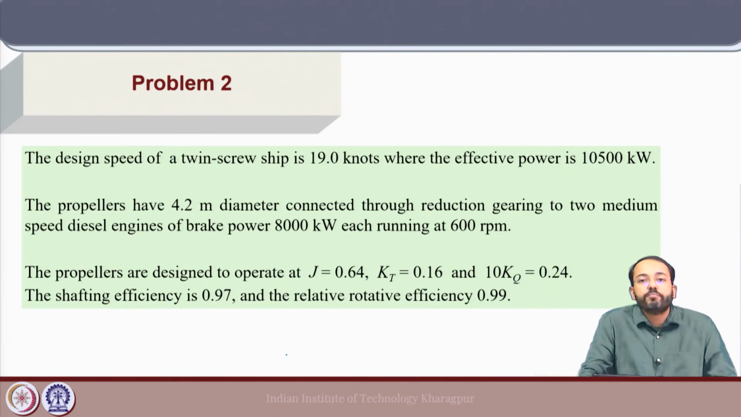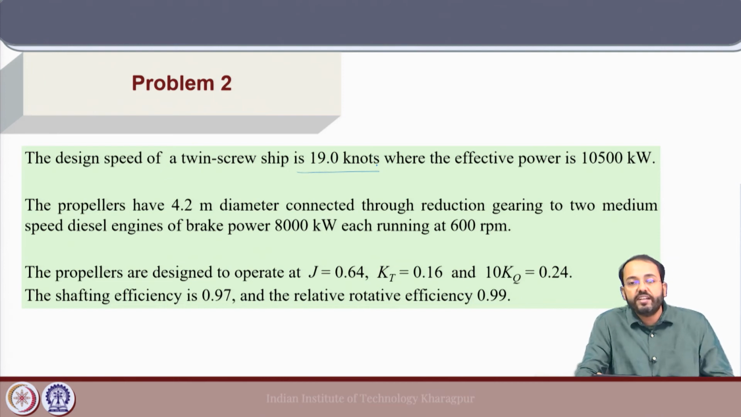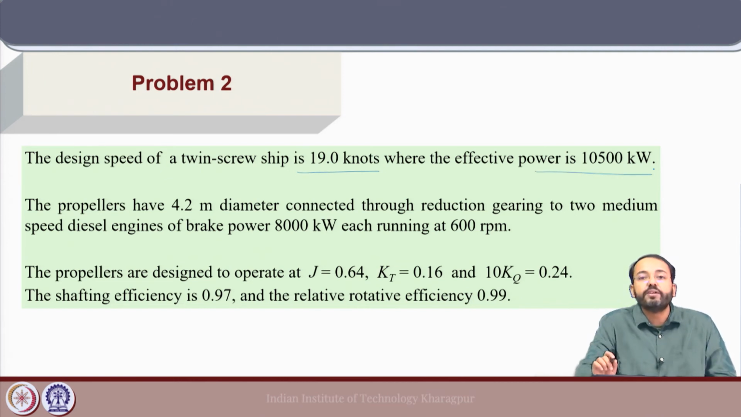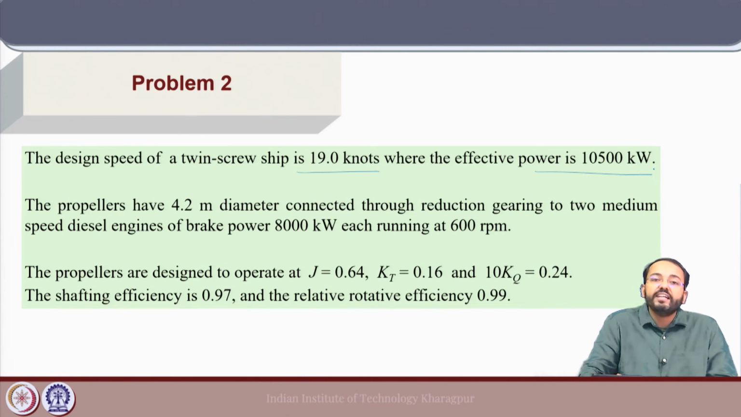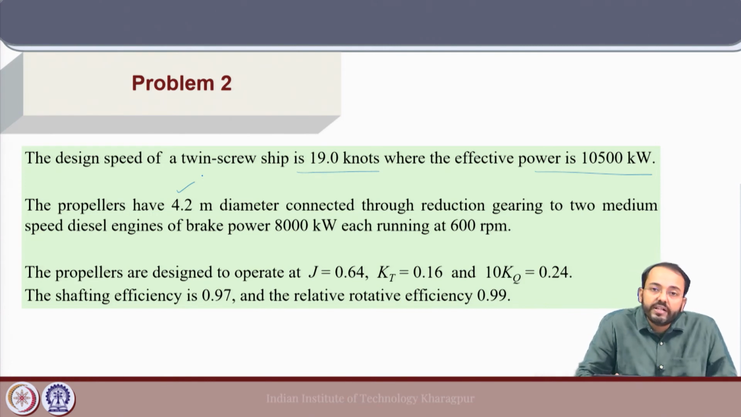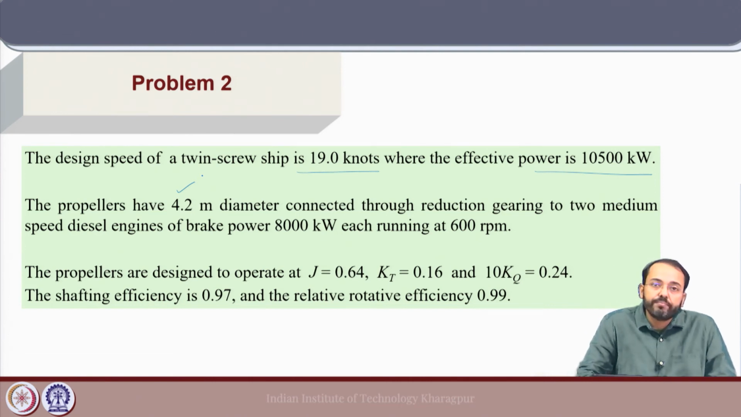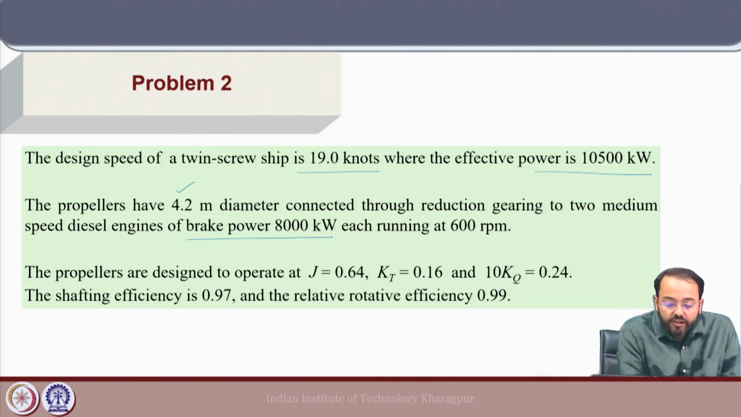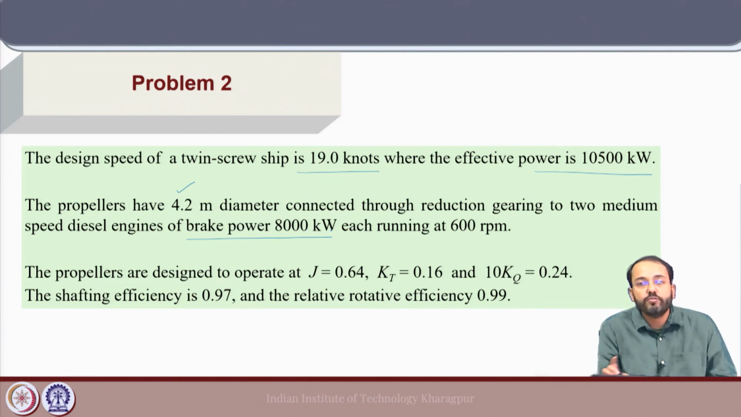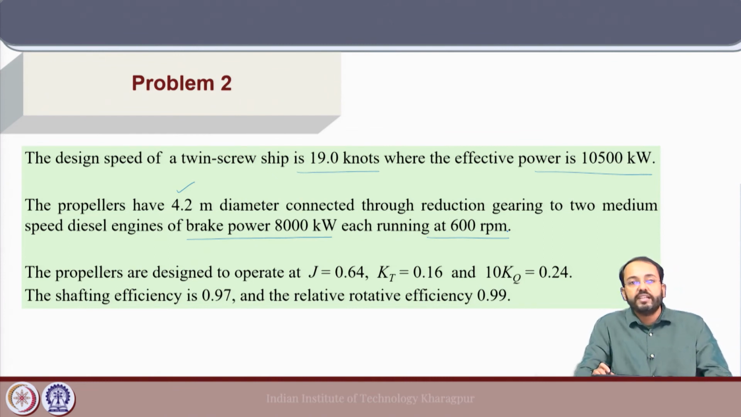Let us look into another problem where we have a twin screw ship of design speed 19 knots, where the effective power requirement is provided, and it has propellers of 4.2 meter diameter. Because it has medium speed diesel engines, reduction gears will be required as the propeller RPM will be different from the engine RPM. And the brake power of these engines, two of them, is provided, and the engine RPM is also provided.